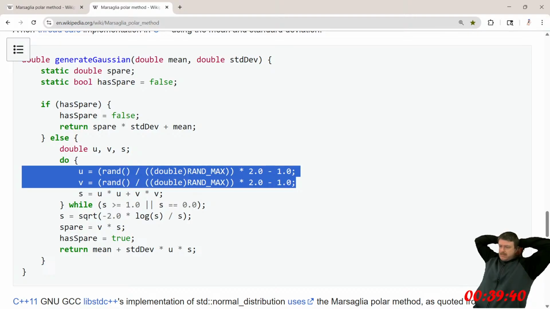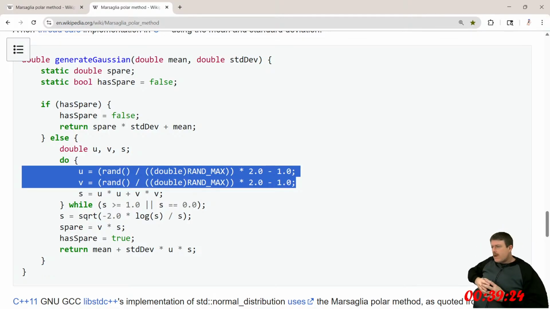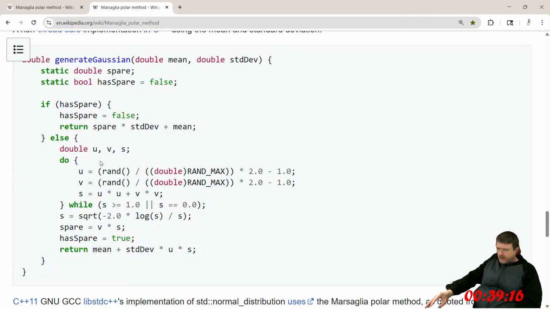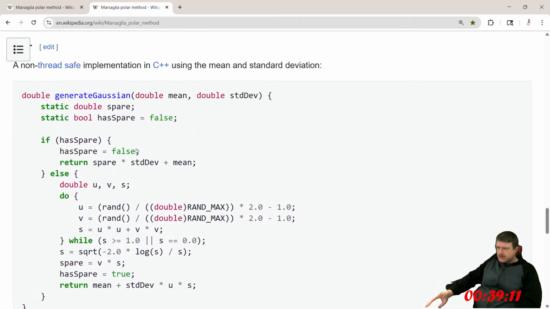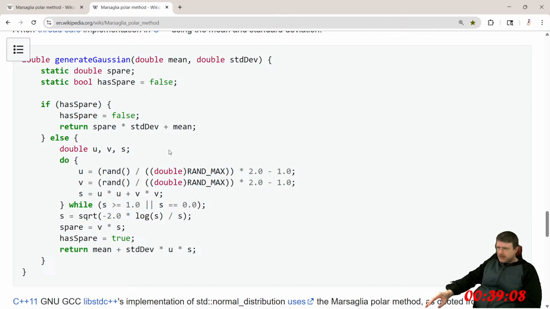I'm confused. What am I returning in this algorithm? This must be the Java one, right? Random times 2 minus 1. So what does that do? That makes it positive. So I did random. What is this? Oh, this is C++. Well, I don't use the C++ standard library. I got my own library.